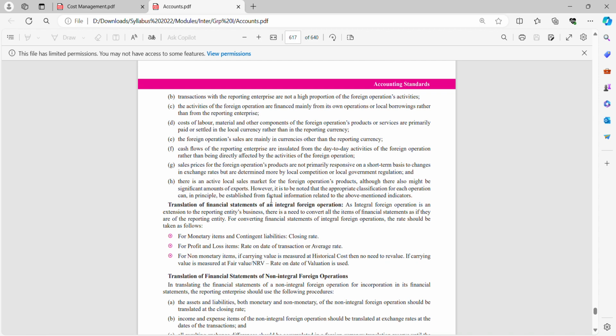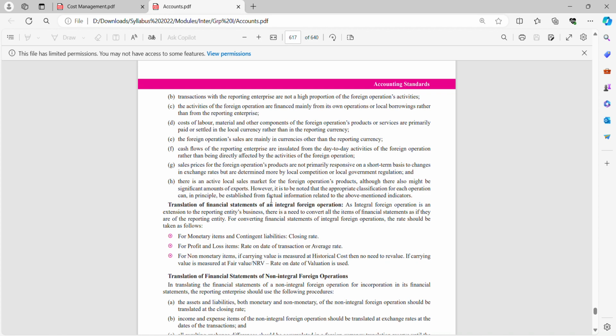Then we have translation of financial statements of integral foreign operations. So you need to translate your financial statements. As an integral foreign operation is an extension to the reporting entity's business, there is a need to convert all the items of financial statements as if they are of the reporting entity.